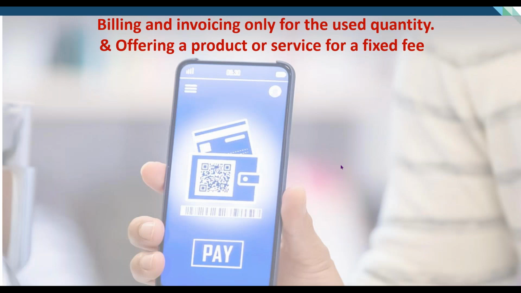So with that in mind, let's talk a little bit about some of the things that we explored during our lead ups to this. And one of them is this idea of billing and invoicing only for the used quantity.